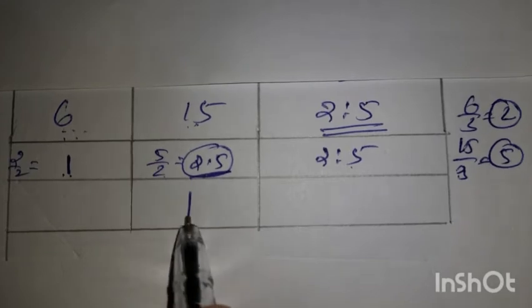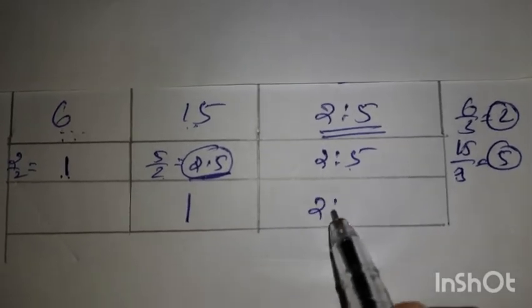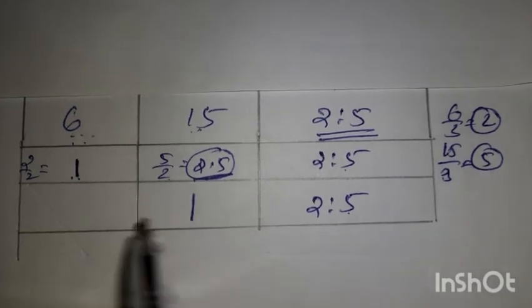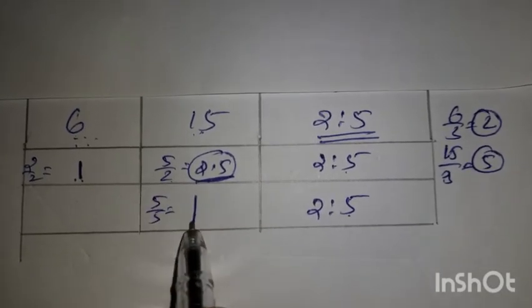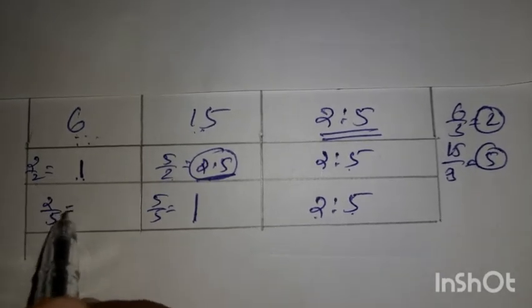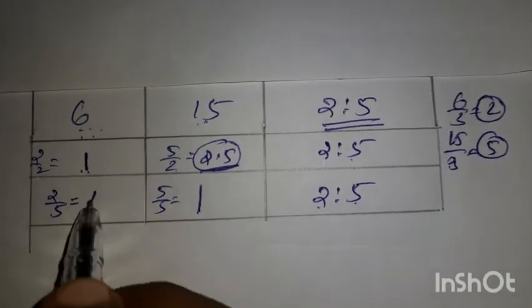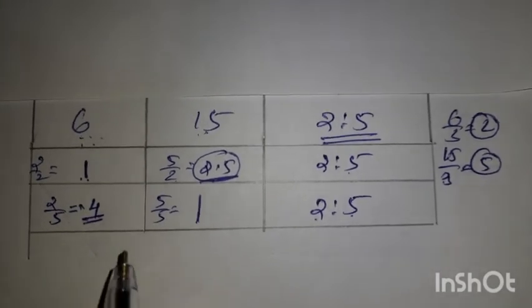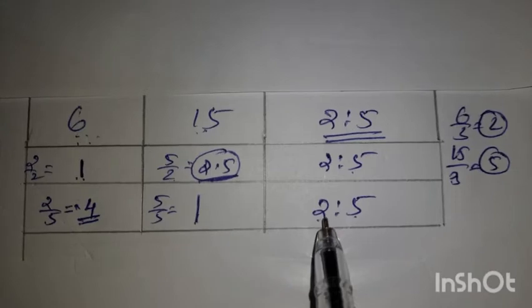Next. Length is 1. The ratio is 2.5. So for getting 1, you have to divide by 5. 5 by 5 is equal to 1. The same 5 you have to divide here. So 2 by 5. If you divide 2 by 5, 0.4 is the answer. So we have to divide with the common number.